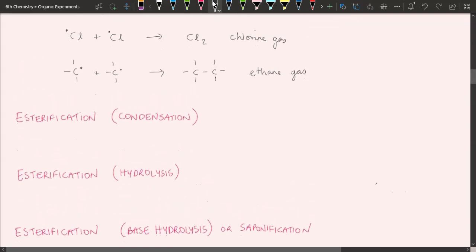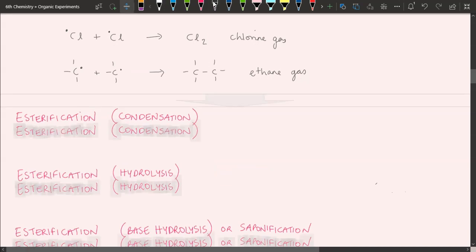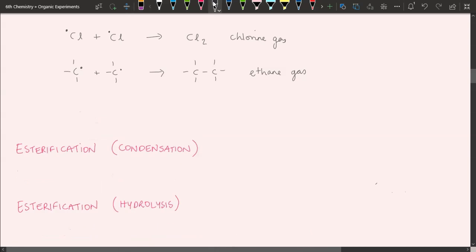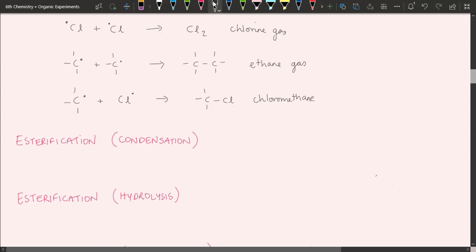And then finally, the third way of doing it is when you just actually have a chlorine and a methyl free radical. So if you have a methyl free radical like this plus a chlorine free radical like that, then it will just join on, and you end up with CH3Cl, which is what we had up above, and that there is your chloromethane.